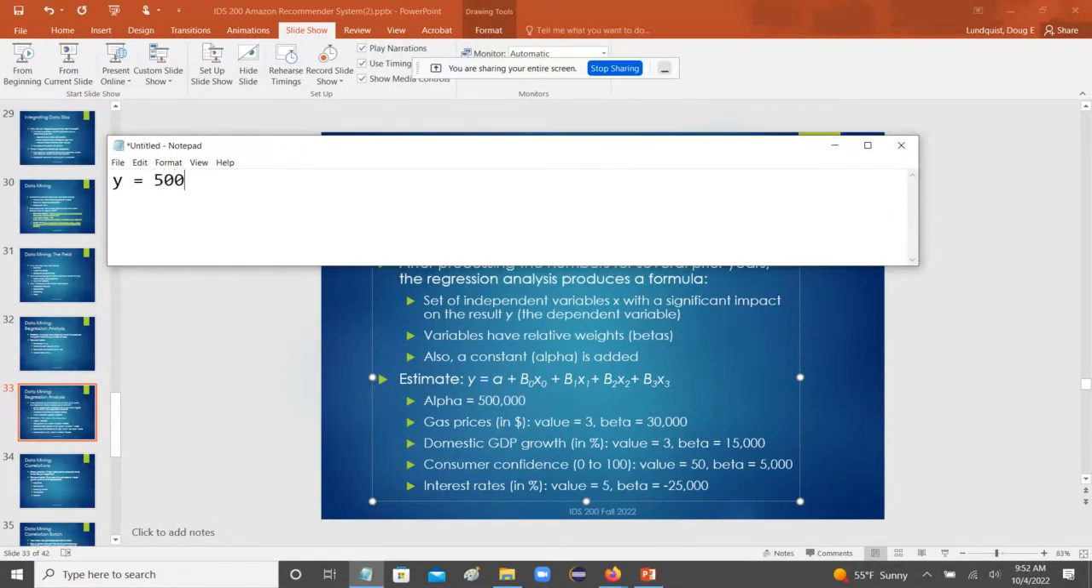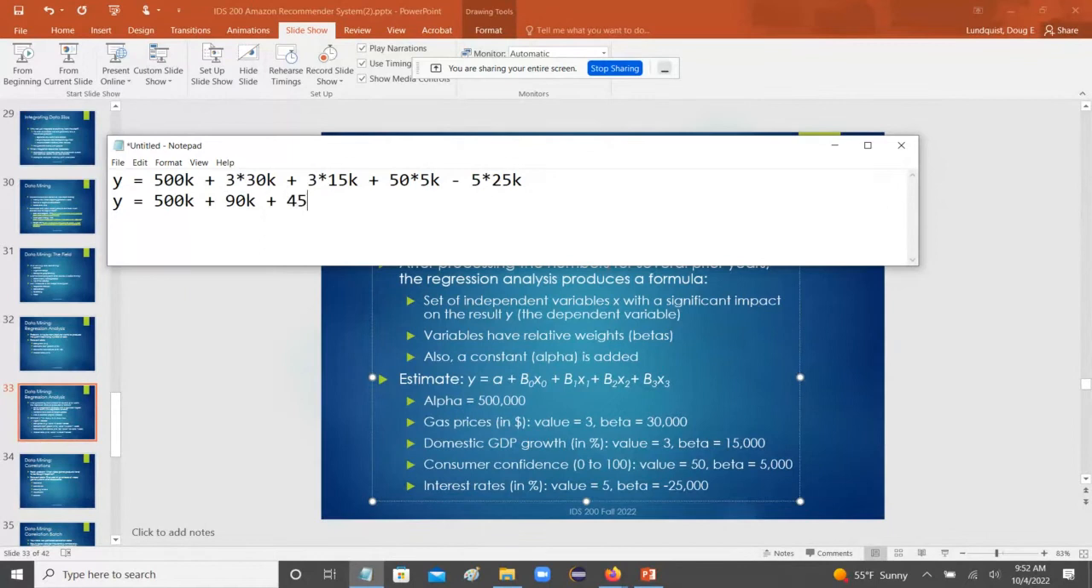So y equals 500K plus what? 3 times 30K plus what? Domestic GDP growth. Here we have 3%, and that's a 15,000 beta. So 3 times 15K plus consumer confidence, 50 with a beta of 5,000. So 50 times 5K minus, because that's negative, 5 times 25K. So y equals 500, actually that should be a plus.